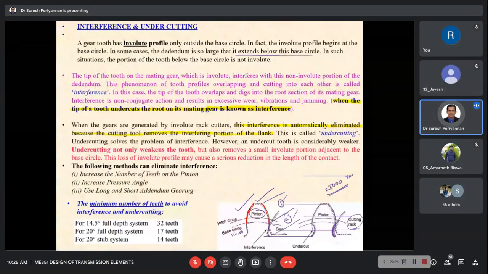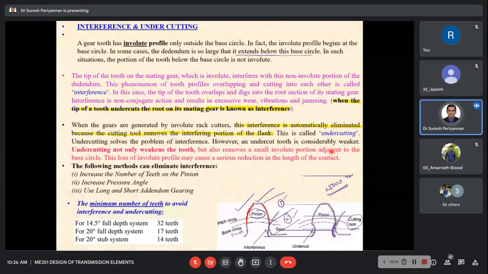The undercut is weaker. It's going to reduce the strength of the pinion or gear. Why am I saying gear? Suppose we are considering both as the same gear, okay, it reduces the pinion strength in this case. Now, undercut not only weakens the tooth, but also removes the small involute portion.